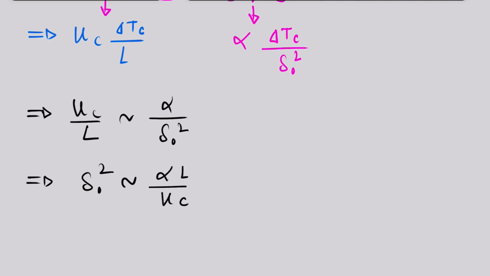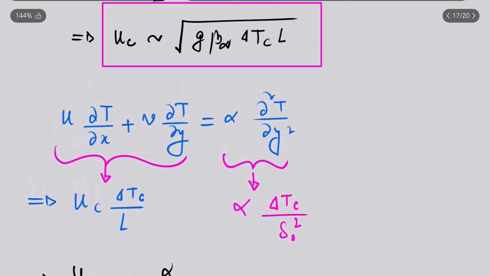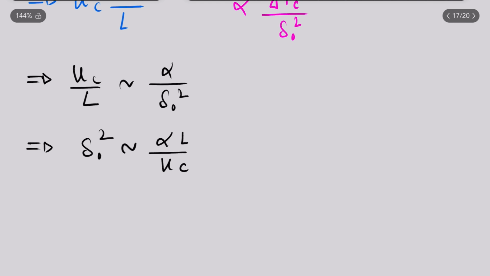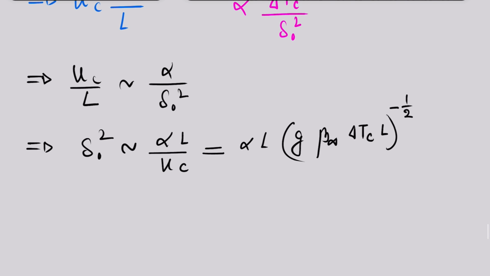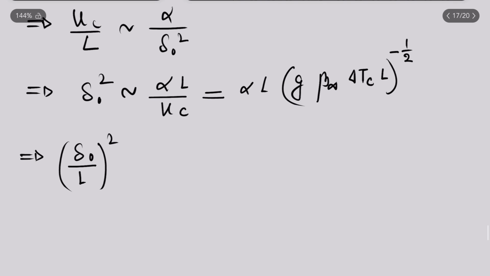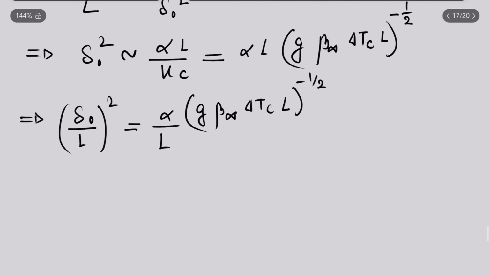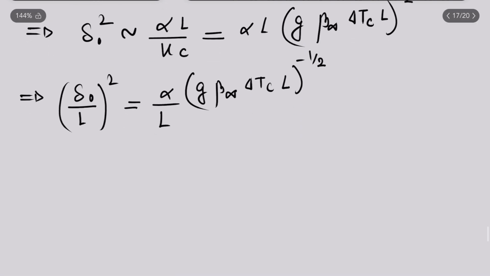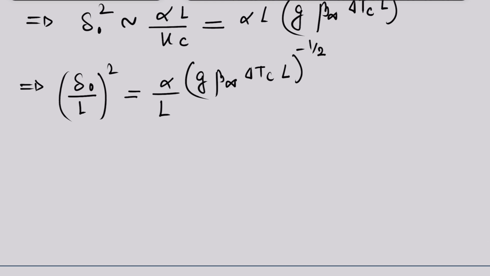Now I know the order of uc, that is g beta infinity delta Tc L whole to the power half. So delta naught square will be equal to alpha L times g beta infinity delta Tc L whole to the power minus half. Clear? Generally I want to find a non-dimensionalized number, that is delta naught by L. So I will divide both sides by L squared. That means it will be alpha by L and again g beta delta Tc L whole to the power minus half. Clear? Now let me see whether I can express this term in terms of a well known number or not. Clear?